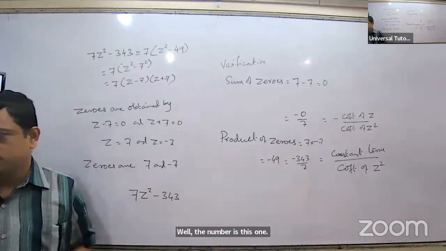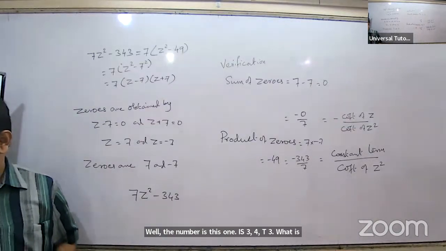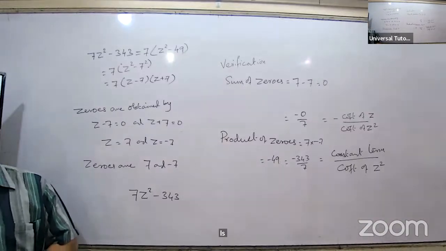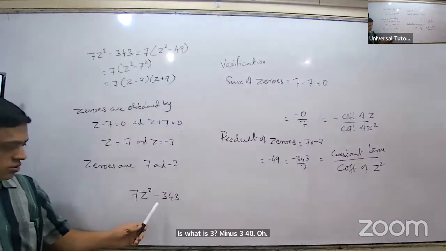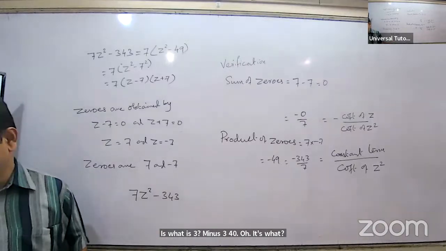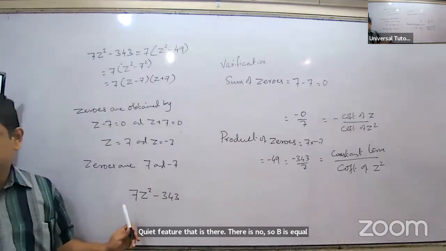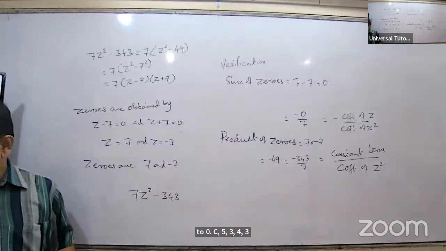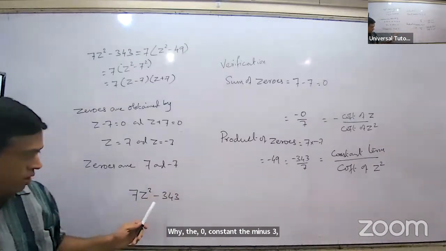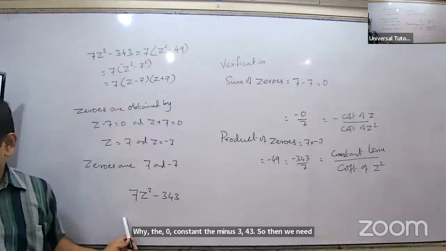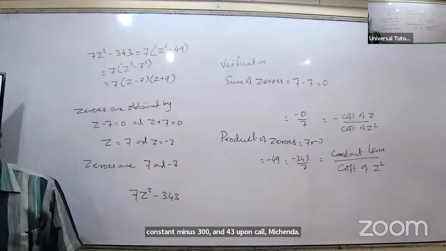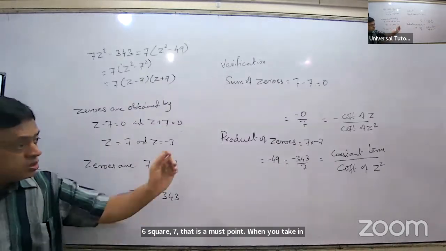What is a? 7. What is b? Not minus 343, that's wrong. b is 0. b means the coefficient of z. There is no z now, so b is equal to 0. c is minus 343. The coefficient of z square is 7, the coefficient of z is 0, and the constant term is minus 343. So we need the constant term minus 343 upon the coefficient of z square, 7. That is the same as taking out the common factor; the same thing came. That is it. It's all just a little adjustment you have to make.